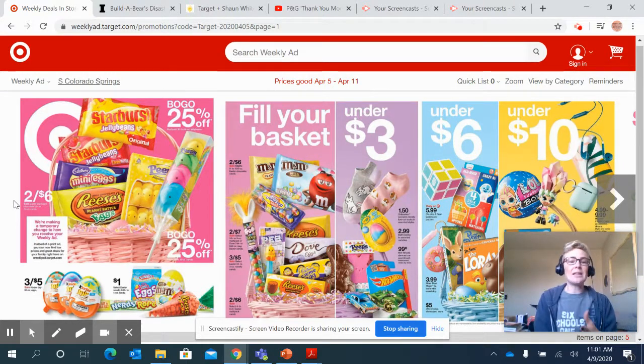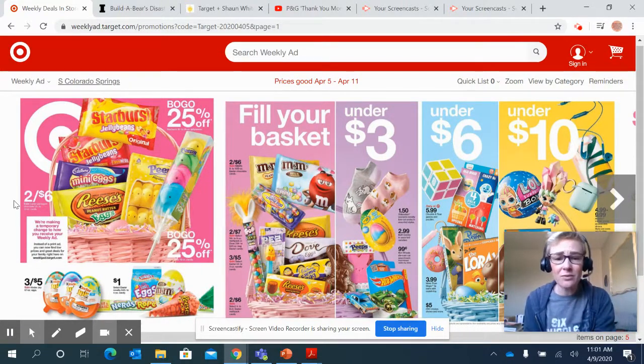This week, however, yes, we should be focused on those last minute Easter things that we forgot. So they've really taken advantage of this and made it really colorful and engaging. Like these are the funnest Easter baskets ever.